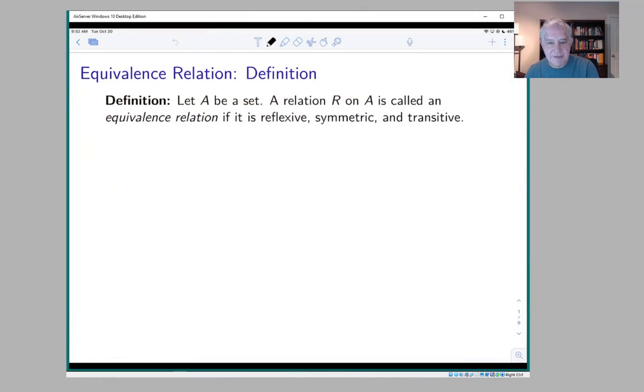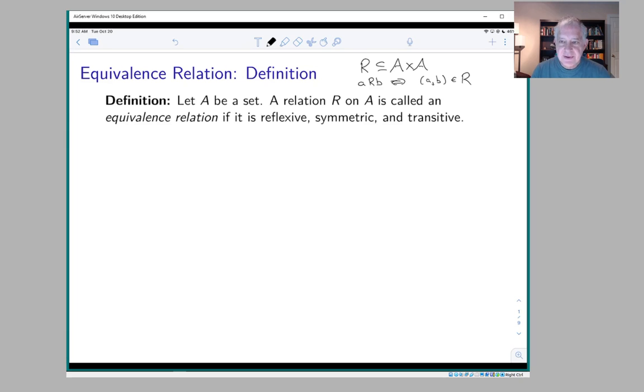Okay, so let's start with the definition. What is an equivalence relation? An equivalence relation is a particular kind of relation. So remember, a relation is just a subset of the Cartesian product of a set with itself. Just as a little reminder, if A is a set, a relation is just a subset of the Cartesian product, and we write that a is related to b if the ordered pair (a, b) is in this subset R. So R is the collection of things which are related.